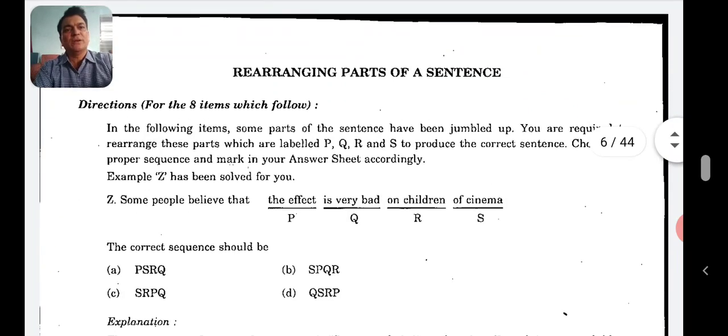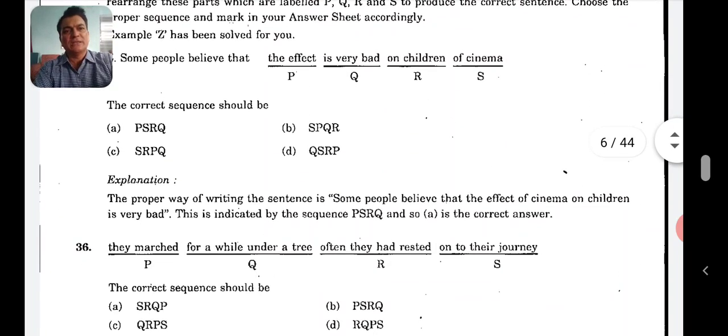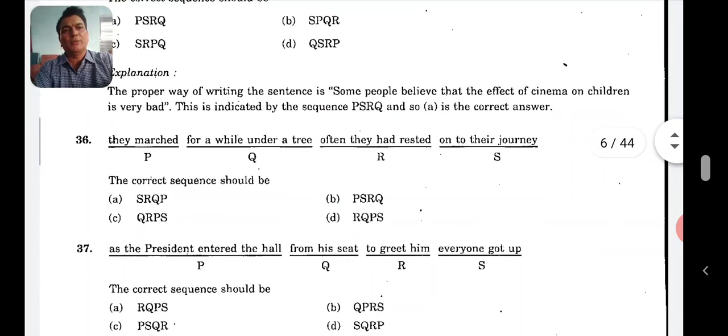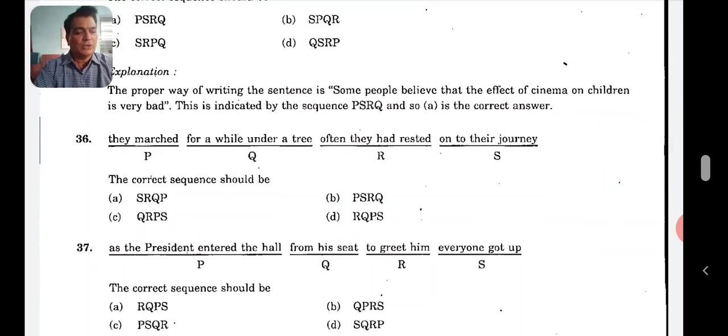Now the 36th one is rearranging parts of a sentence. The instructions we need not read because you are already familiar with that. So 36th one: they marched for a while under a tree, often they had rested on to their journey. So what is the answer of the 36th one? So they marched on to their journey, often they rested for a while under a tree. That will be the most appropriate one. When you try with many other options, you will find that this will only be the most appropriate one.